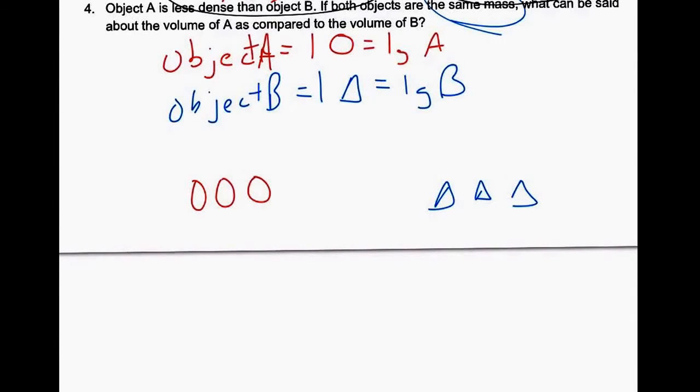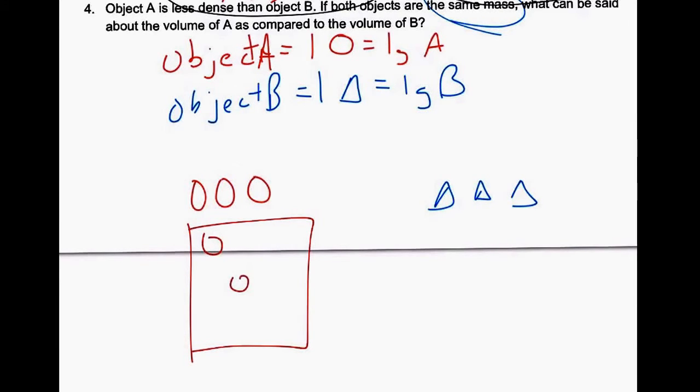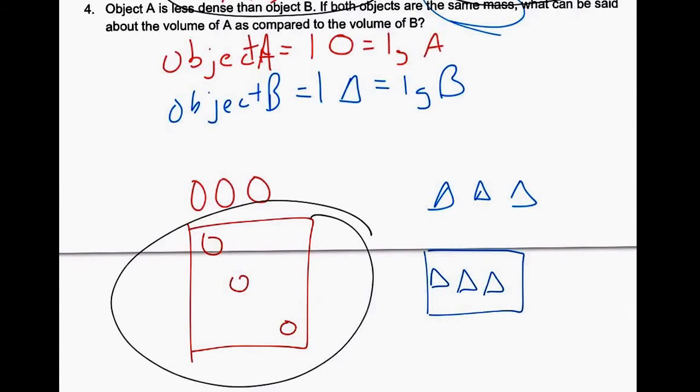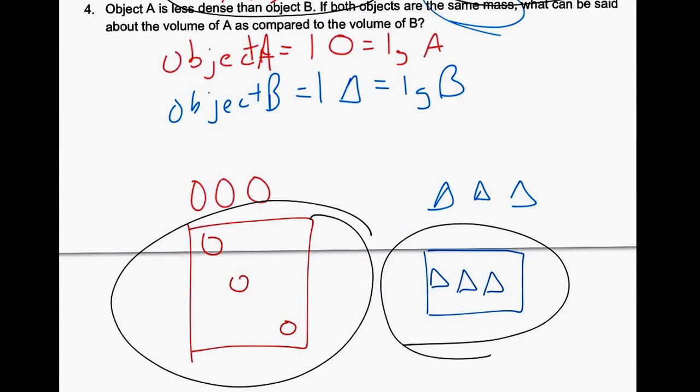But it said that object A is less dense. That must mean that there's more spacing, and the only way that there's more spacing is if the container is bigger. So object A has a larger volume than object B. Now there's mathematical ways to figure that out too, but drawing a picture certainly can help you think about it.